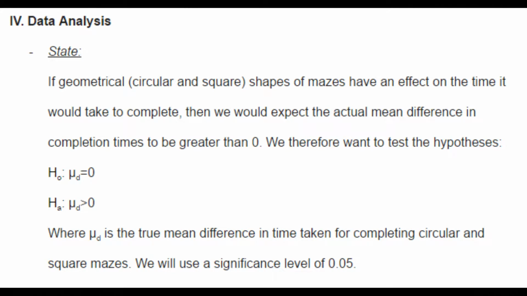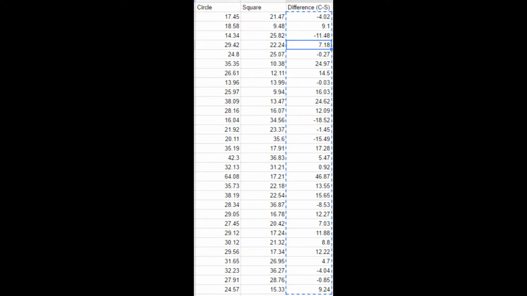For our data analysis, and for our state part, if geometrical shapes of mazes have an effect on the time it would take to complete, then we would expect the actual mean difference in completion time to be greater than 0. We therefore want to test these hypotheses. For our null hypothesis, the mean difference is equal to 0. For our alternate hypothesis, the mean difference is greater than 0, where the mean difference is the true mean difference in time taken for completing circular and square mazes. We will use a significance level of 0.05.